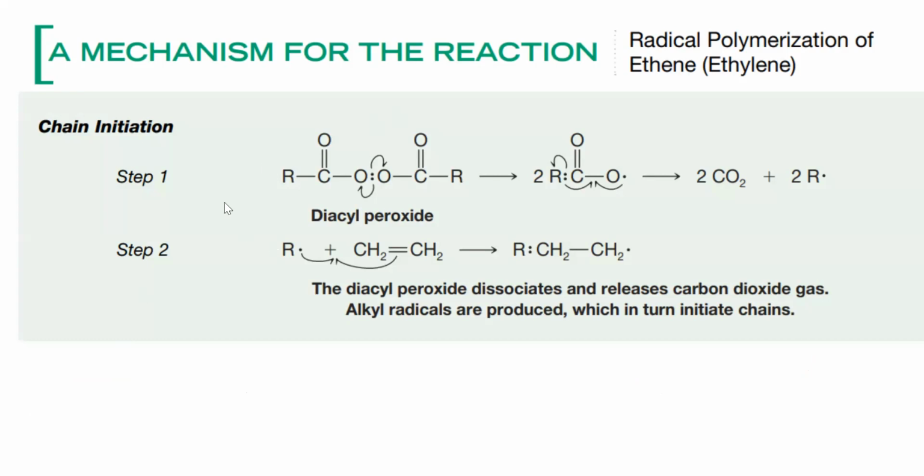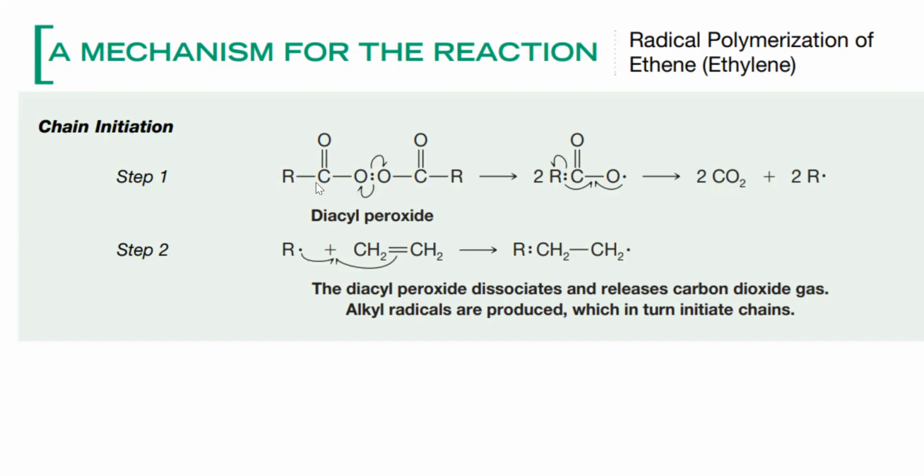Usually our initiating reactant for the polymerization of ethylene is a diacyl peroxide. So what is the diacyl peroxide? Diacyl is when you have your acyl group, C double bond O, and another acyl group, so that's diacyl. You have the peroxide, oxygen and oxygen bonded to each other, so you get your peroxide. So this becomes our initiator.